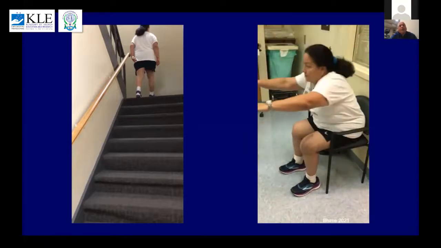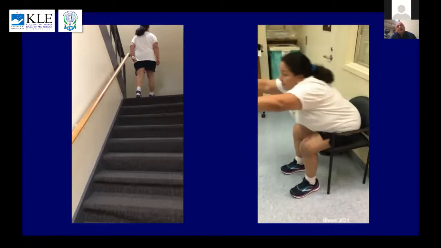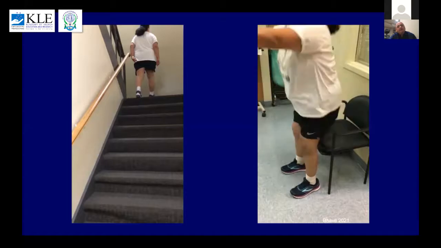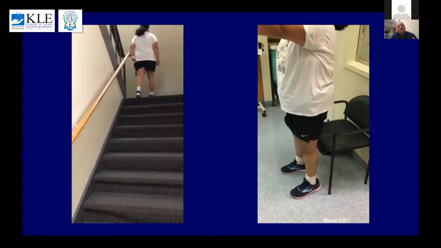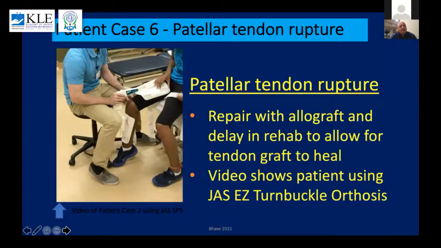So the point I'm trying to make here is, combining multiple treatment strategies to address muscle weakness, range of motion, functionality, and gait training, all of that goes a long way instead of focusing on one technique at a time.